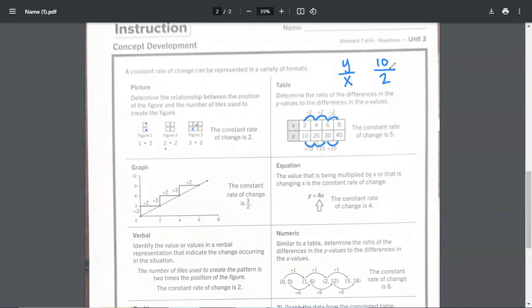When you have that constant rate of change and you have this, you do have to simplify it. This is an improper fraction, so you are going to simplify that by dividing. 10 divided by 2 is 5. That is how they got the constant rate of 5. Okay, it is a constant rate of change of 5. I could say 2 times 5 was 10, 4 times 5 was 20, 6 times 5 was 30, 8 times 5 was 40. The constant rate is 5. I am multiplying each one of those by 5. Okay, that's what that means.